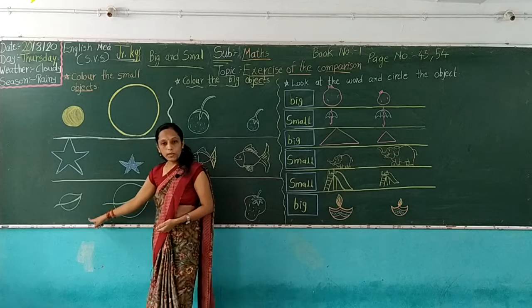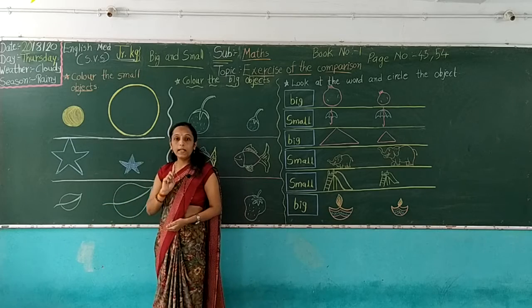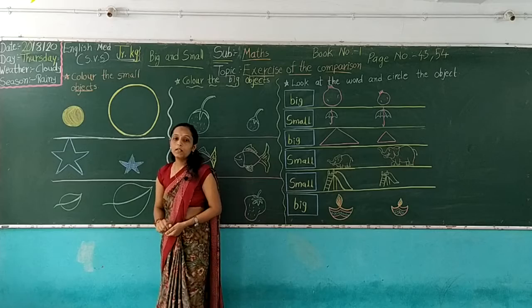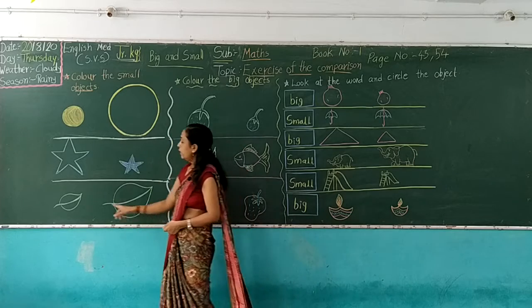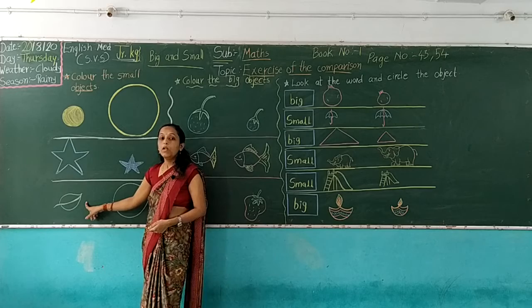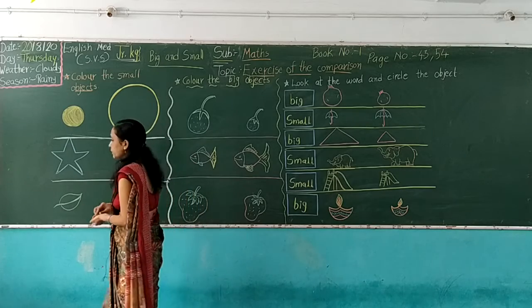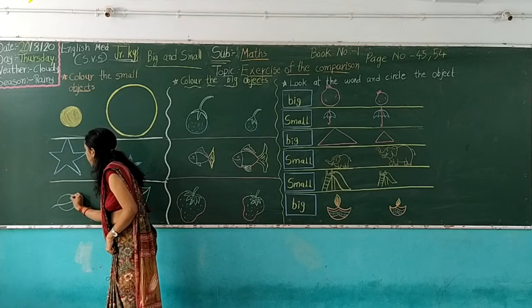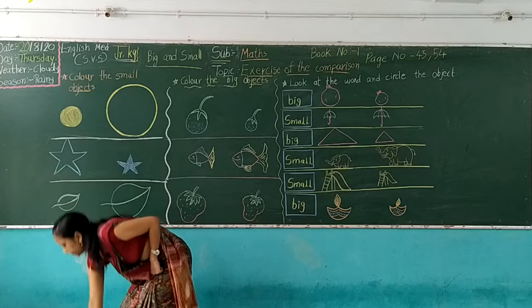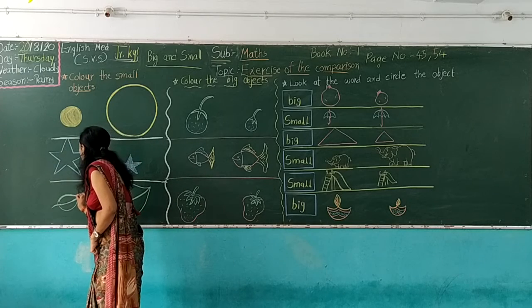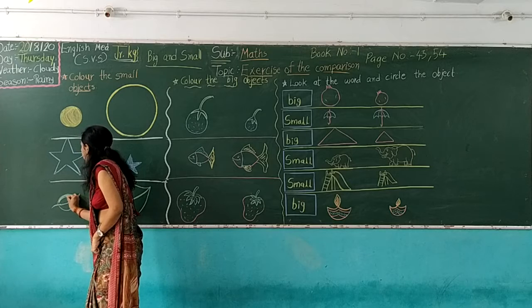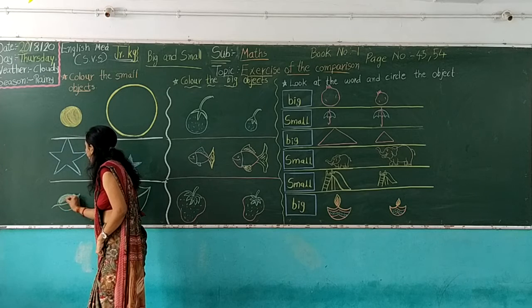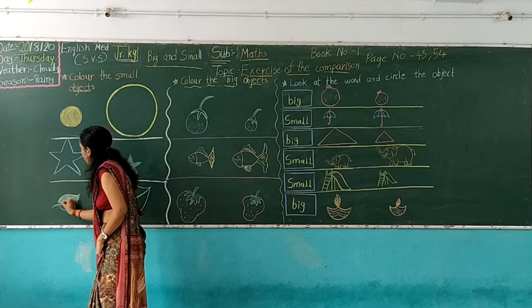And third, what are these? These are two leaves. Color only one leaf. So which leaf is small? This? No. This? Yes. So color the small leaf. Okay. This leaf is small. So color the small leaf. Don't go out of the line. This leaf is small and the other one is big.